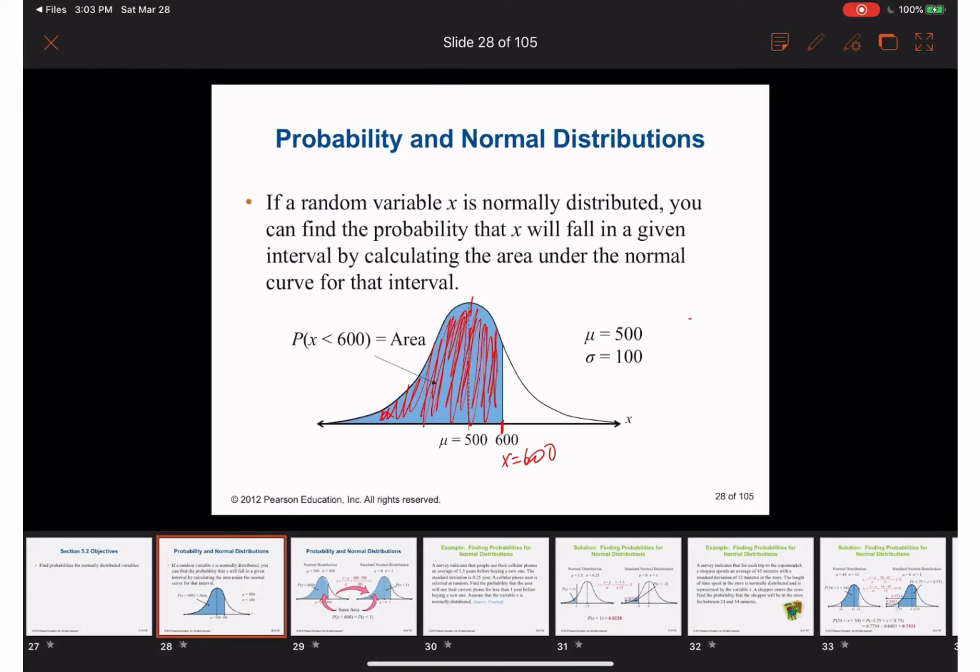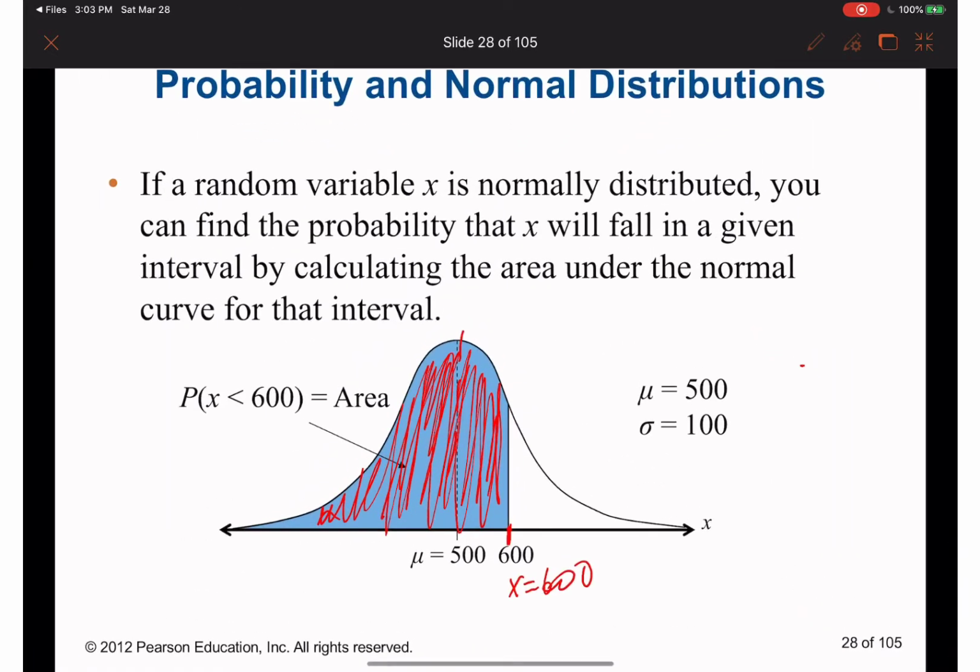Okay, mu, which is our average. It's not working again. Very nice. Okay, keep going. Maybe it will start working at some point. So mu is right here, the middle line. The average of the population is 500, and sigma, the standard deviation, is 100. If 500 here is the average, then 600 is one standard deviation above it.